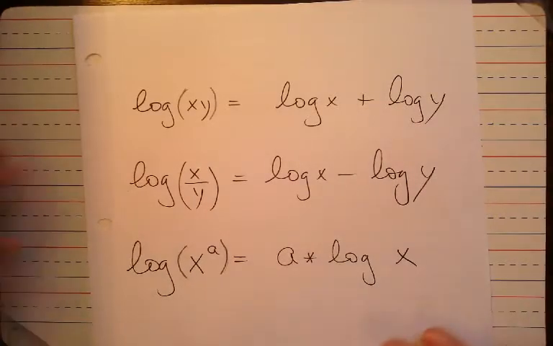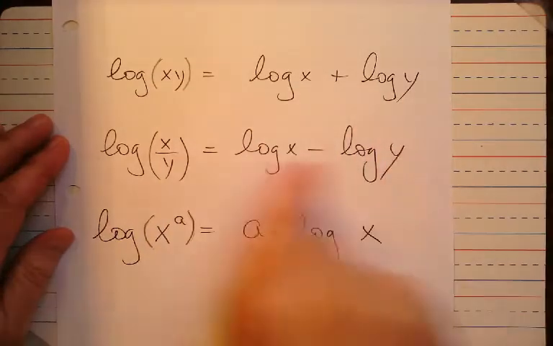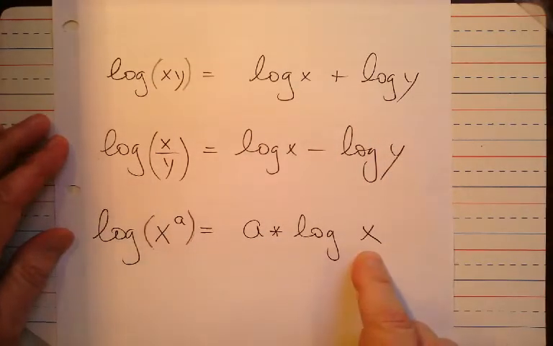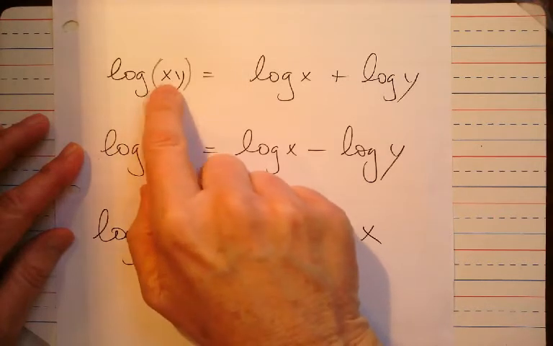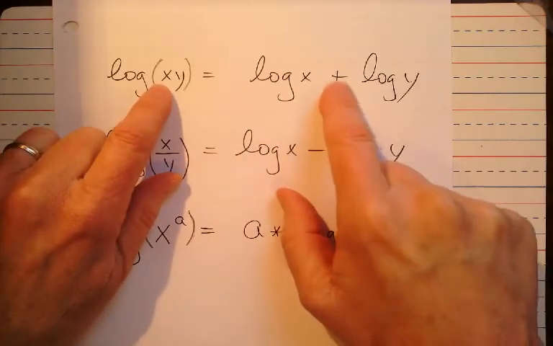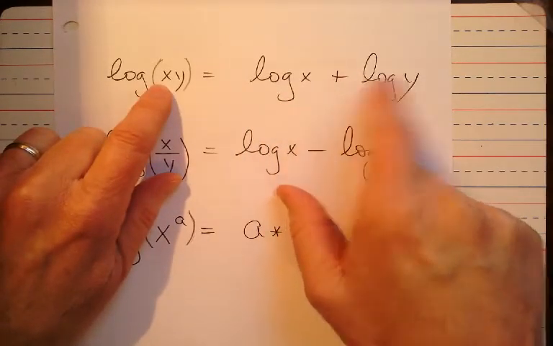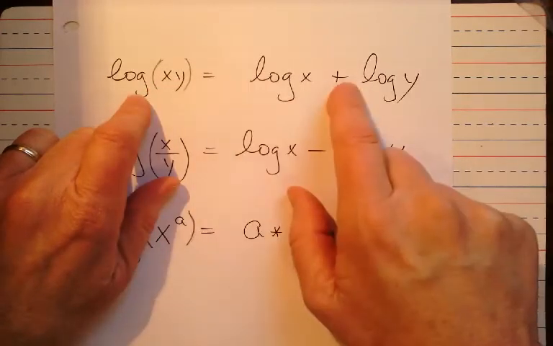Okay, today we're doing properties of logarithms. Here are the three properties that we're going to study. This one says if you're taking the log of a product, two things multiplied together, you could break it down to the log of the first thing plus the log of the second thing. So here they're multiplied, but here they're added.